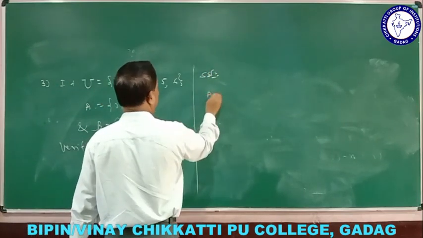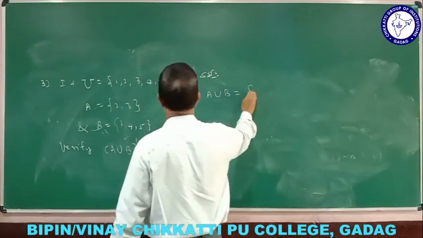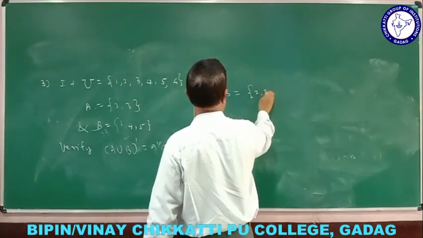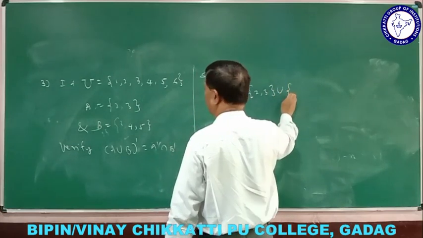First, A union B, I write. A union B: what is A? 2, 3. Union, what is B?